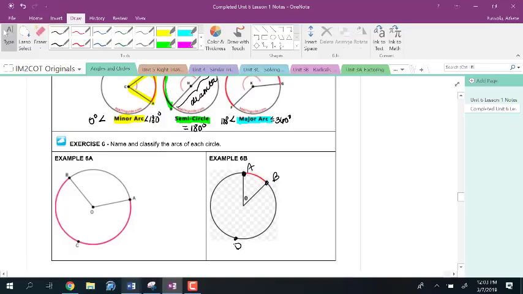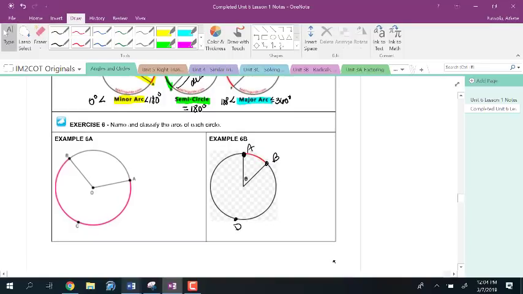All right, so if we look at each type of these arcs here, we're going to name this first arc. This is arc AB, and this is a minor arc. That's less than 180. And then we do the other arc here. We have to make sure that we use 3 points for a major arc, and it's got to be in the correct direction. So I have to start at B, go through C, and end up at A to capture that portion of the circle.